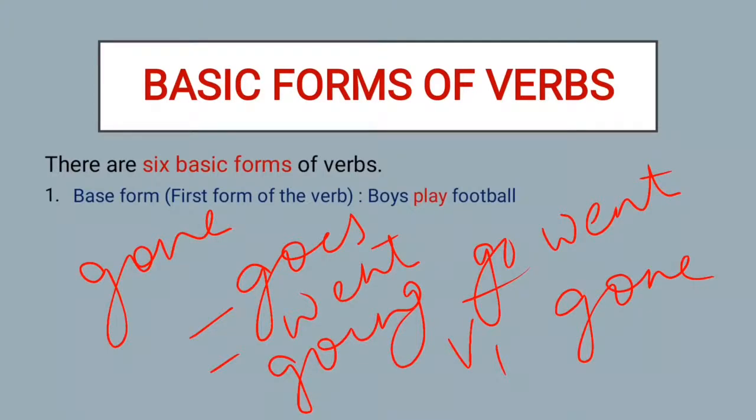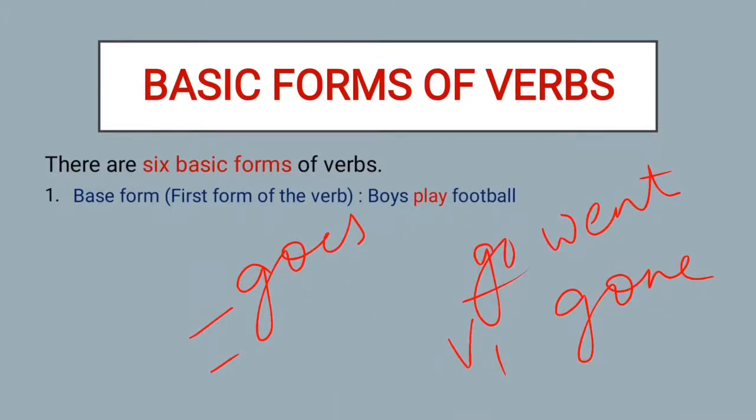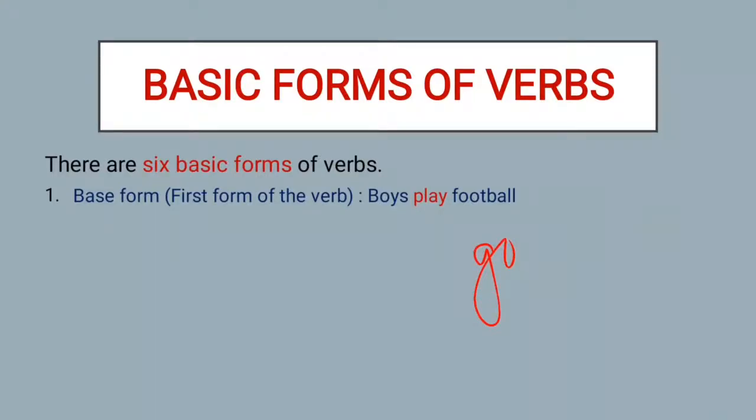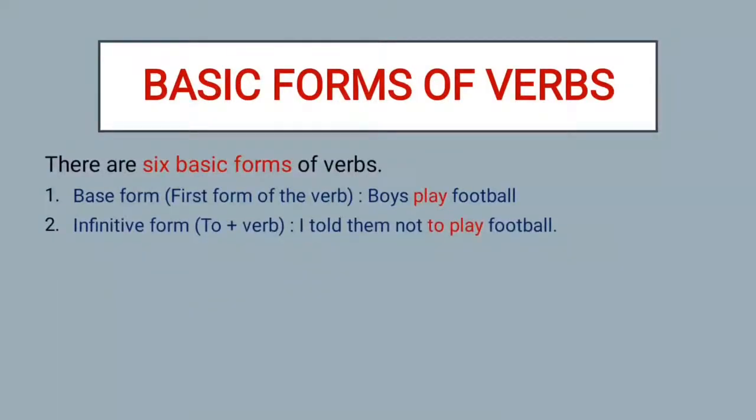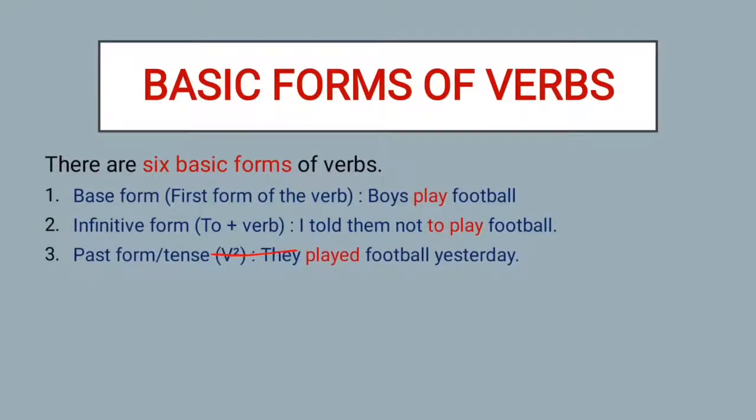So this is how we can form words from the base form, and that is why it is very important to know the root words. Then we have infinitives, that is to plus verb. It looks like a verb, but it acts as a noun, adjective or adverb in a sentence. Then the second form of the verb, which is called the past form of the verb.